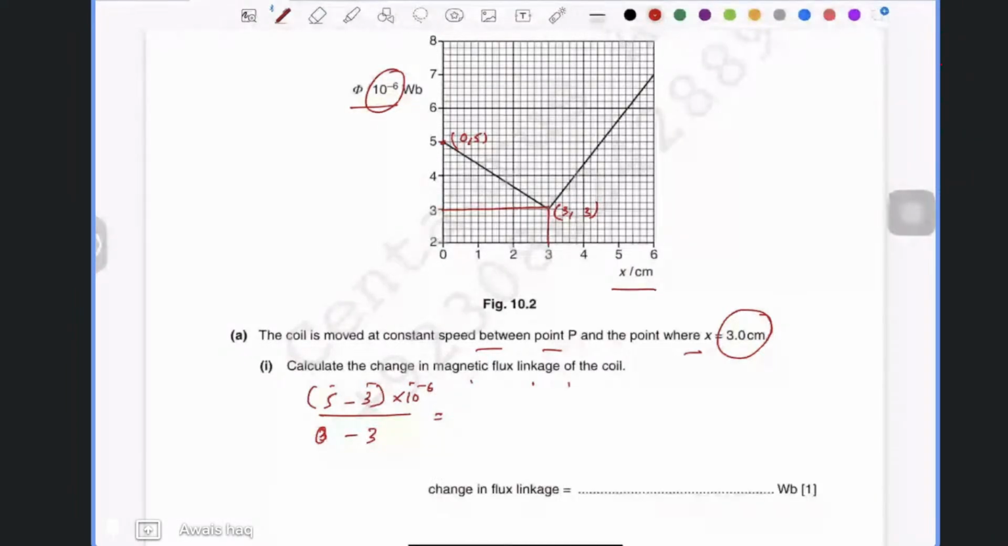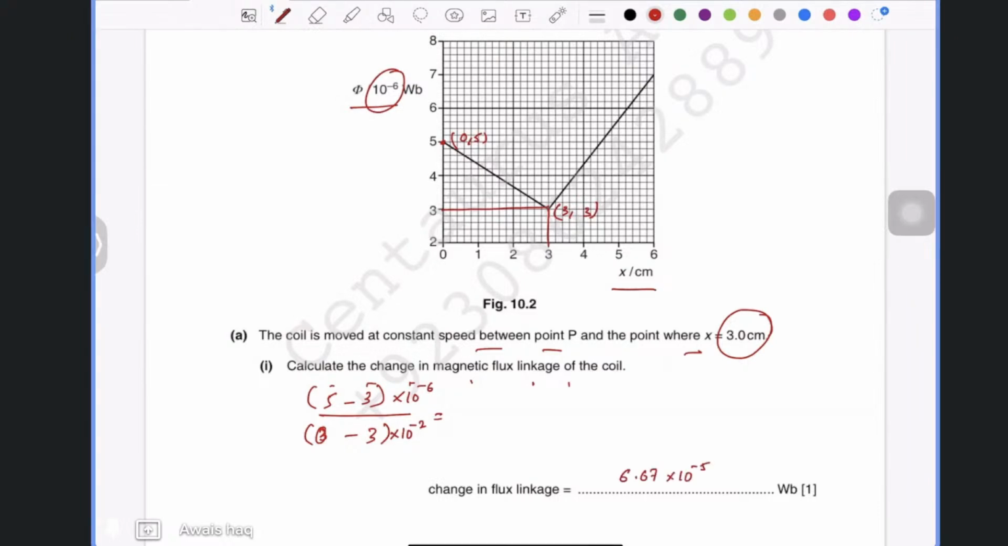So, we can convert centimeter to meter. Yes, sorry. So multiply by 10 raised to minus 2 as well. What do you get then? 6.67 times 10 raised to minus 5.